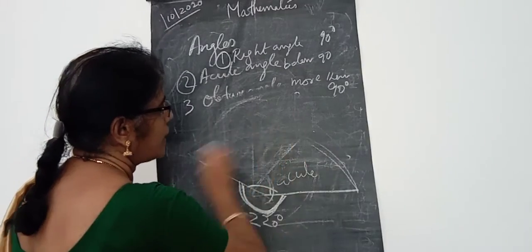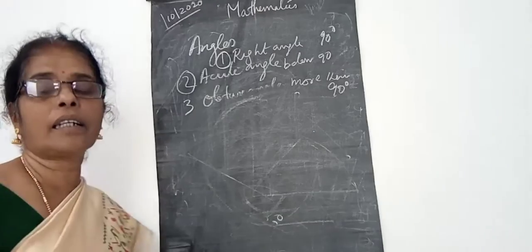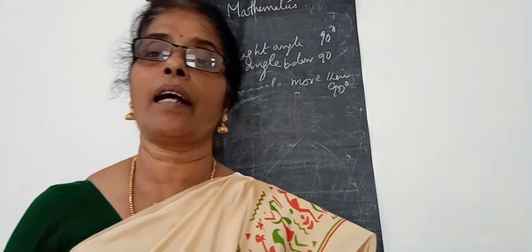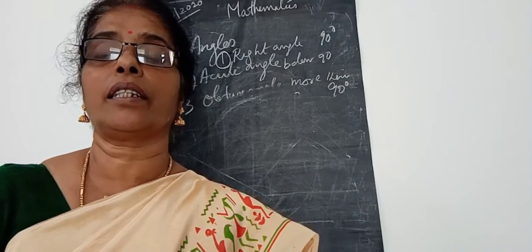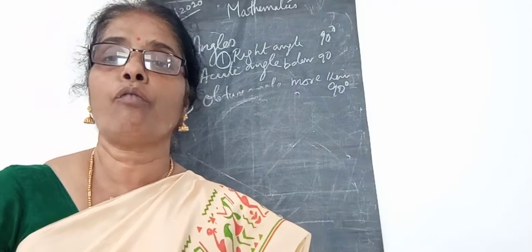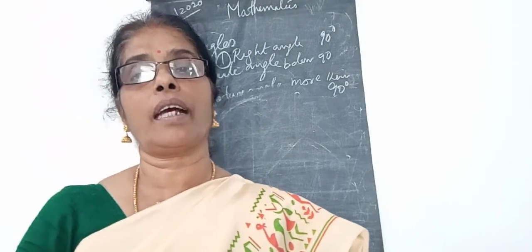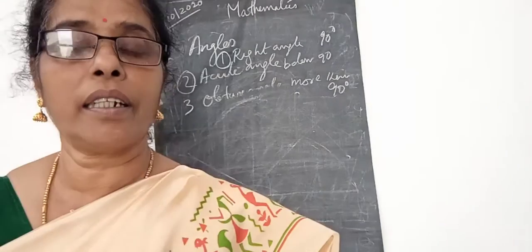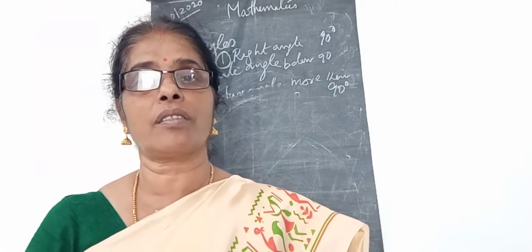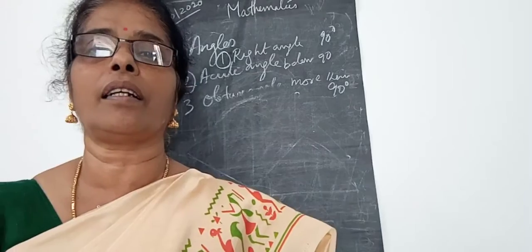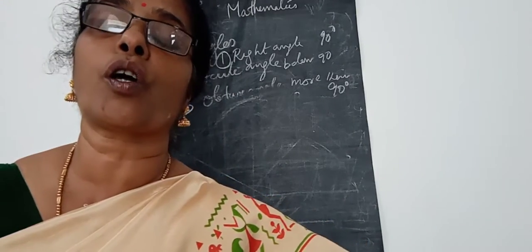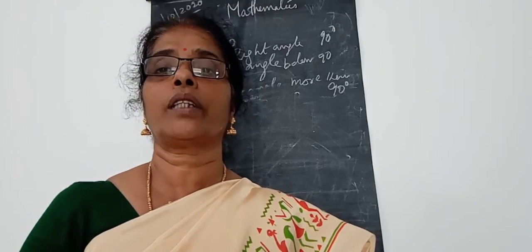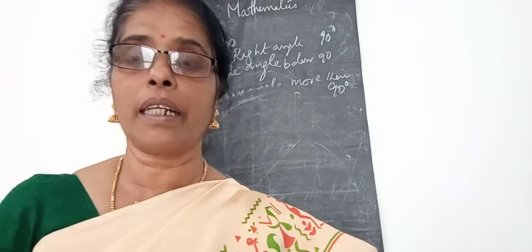So a 90 degree angle is a right angle. Below 90 degrees is an acute angle. More than 90 degrees is an obtuse angle. And 180 degrees is a straight angle. More than 180 degrees and below 360 degrees is a reflex angle. And a 360 degree angle means one revolution or complete revolution.